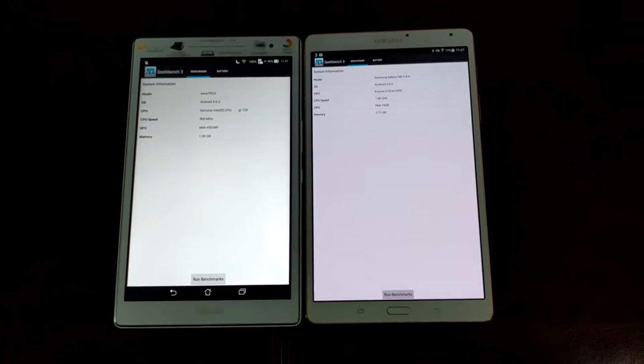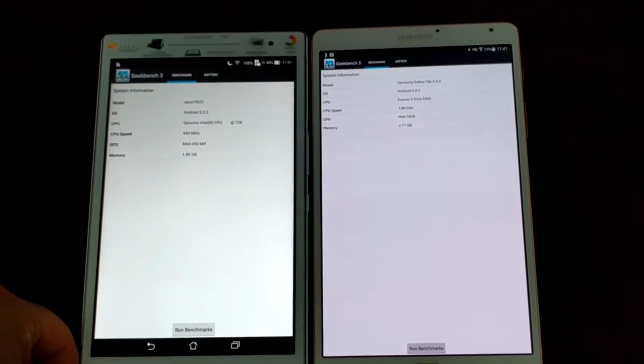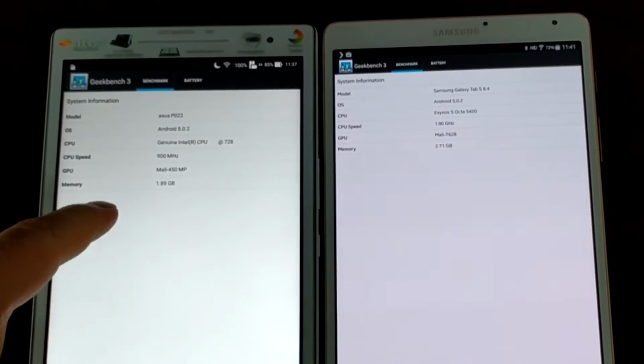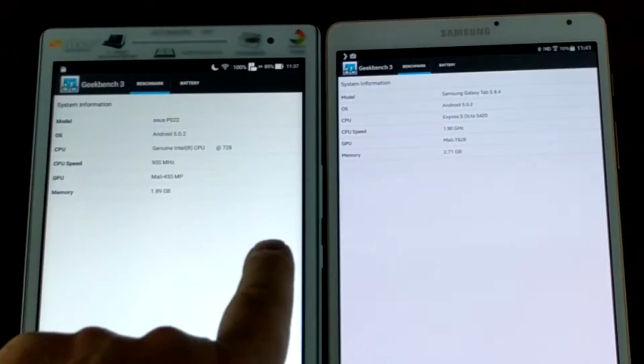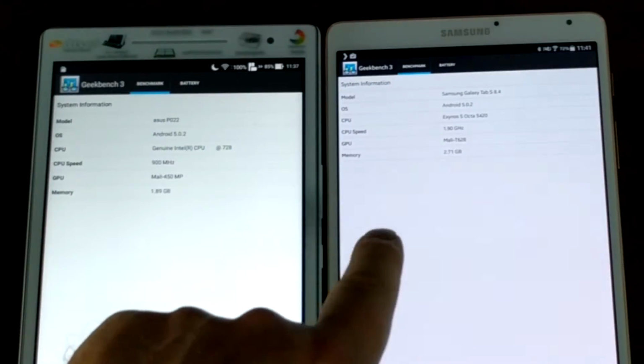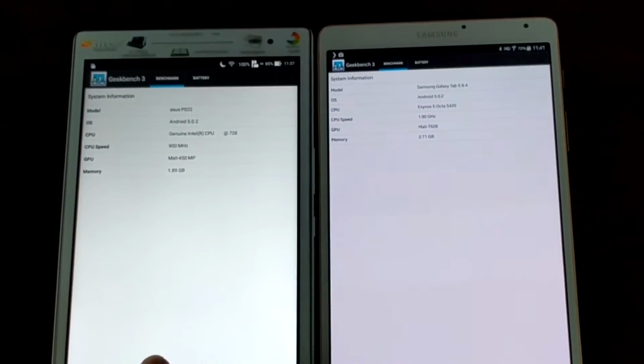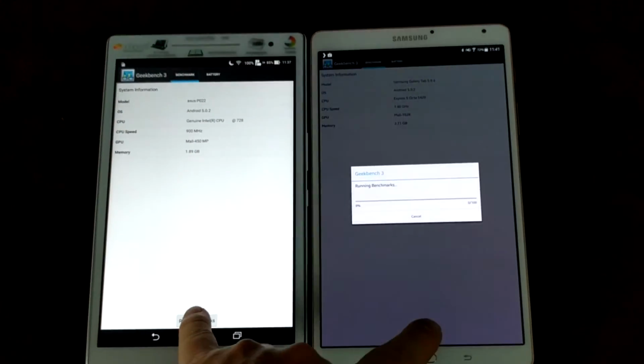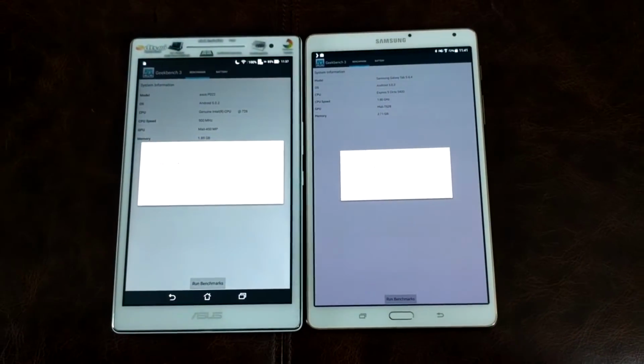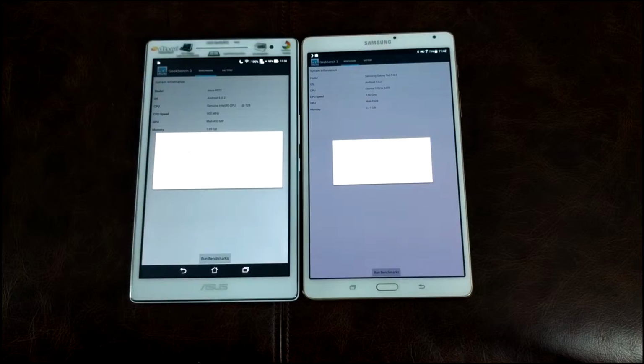So here we are on Geekbench. We're going to give it a second try here just to see how well we can do against it. Again, you can see there is a big difference in the specs initially straight away. And we'll hit run benchmarks and see if we can get them running at around the same kind of time.